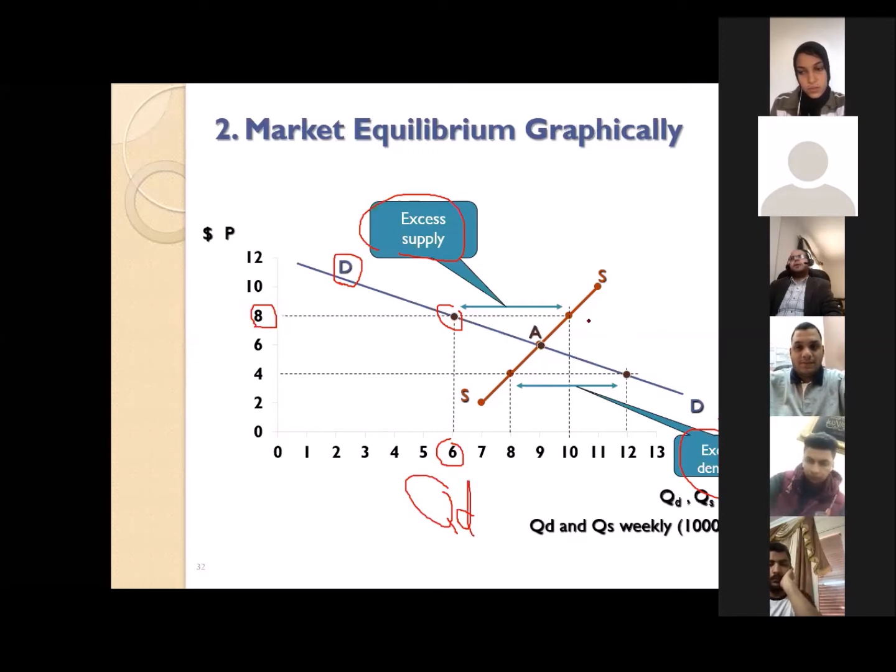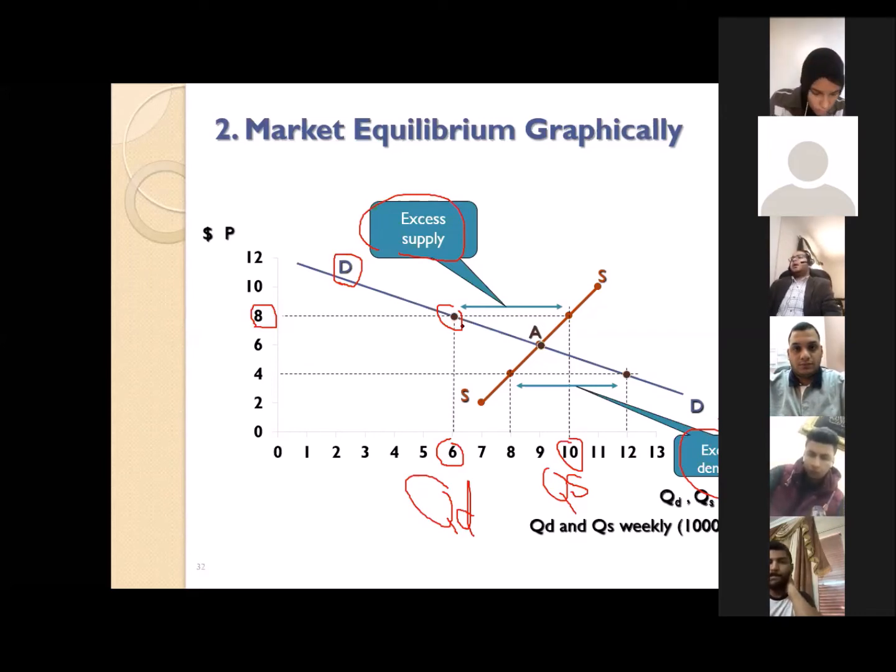Okay, and this is what? This is the supply curve. So go from the supply curve. So 10, this is the quantity supplied. Okay. So what will happen if we have a surplus in the market? That means the product is too much.